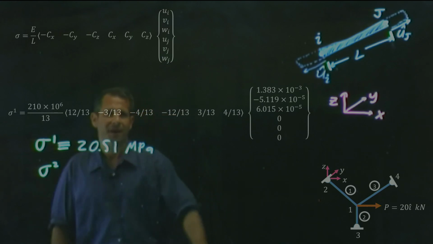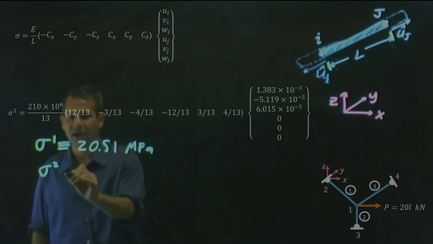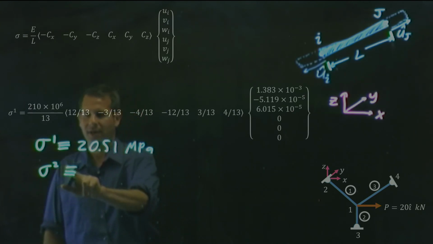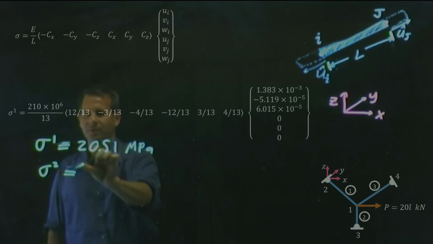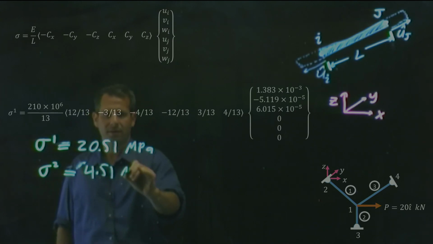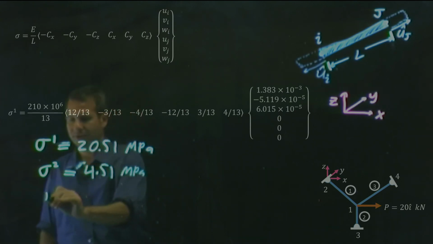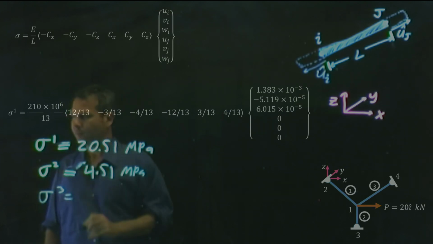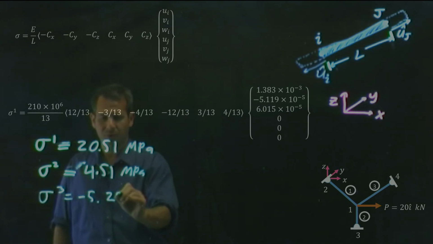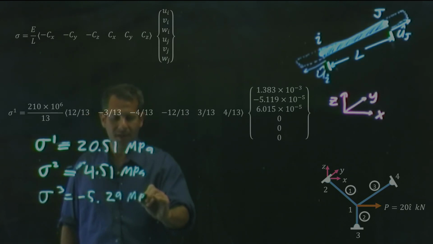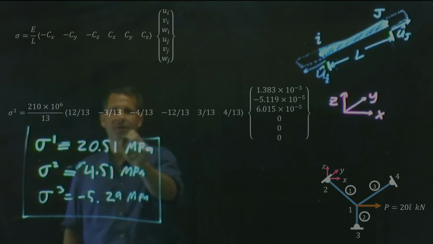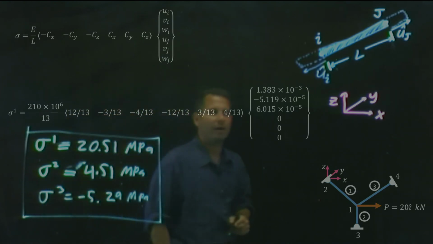Okay? But if I went ahead and did all that, I'll leave the steps for doing that as a sample problem. I'll end up with 4.51 megapascals, and on the third stress, I will get 5.29 megapascals. We were asked to solve for these values, so I should put a box around them if I want full credit on my homework.